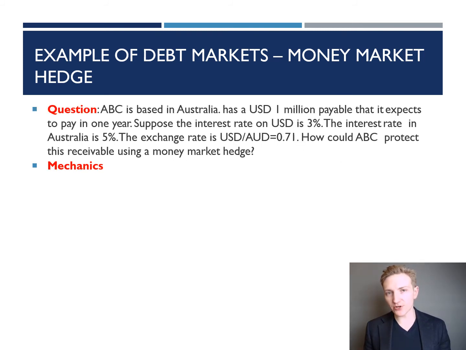So let's put some meat on this example to see how it works. Okay, so we have our company ABC, and it needs to pay $1 million US dollars in a year's time. Now, we need to see how we can hedge this. Now, we have to pay $1 million US in a year's time.